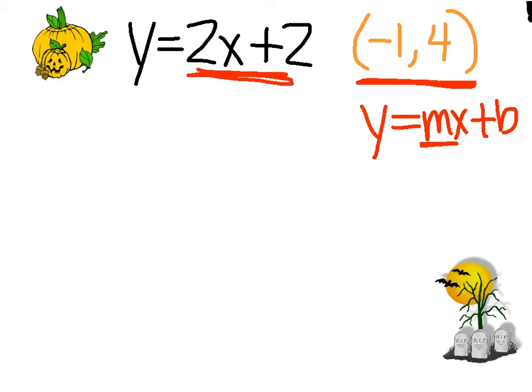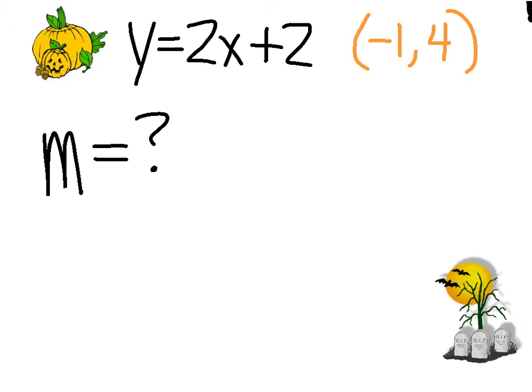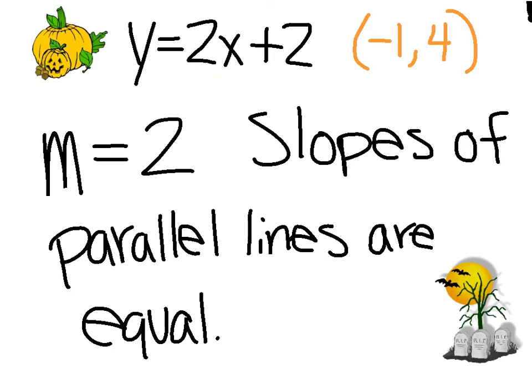What do we remember about parallel lines and their slopes? Those are perpendicular slopes. Right, parallel lines have the same slope. So we're going to look at the slope of the line that we already have. If the line that we're looking for is parallel to this line, what's our slope going to be? 2. Right. So our slope for our new line will be 2 because the slopes of parallel lines are equal.